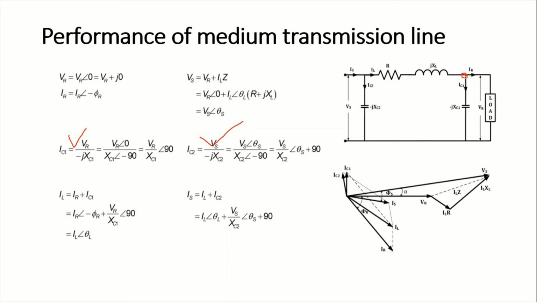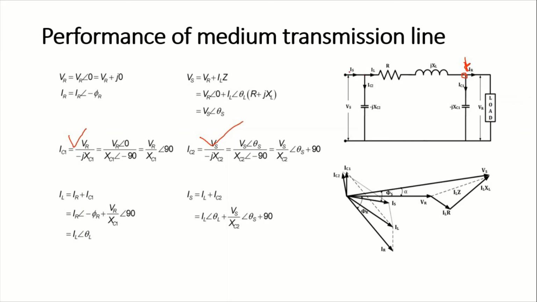Now applying the KCL rule at this point, the KCL rule states that the summation of current incoming to the node is equal to the current leaving the node. Here the incoming current is IL, which is equal to the current leaving the node, IR plus IC1. So put down the values of IR and IC1. The value of IR is IR angle minus phi R, plus VR by XC1 angle 90 degrees. So it can be written as IL angle theta L.